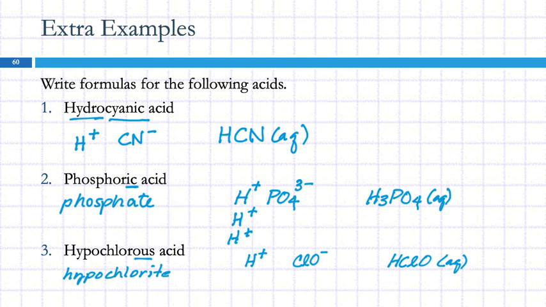Because isn't it complicated enough? If you start putting the charges in there, things get messy really fast, and it's not necessary. We're trying to convey a distinct meaning with as little writing as possible. Otherwise we could call this the acid that has 3 hydrogens, 1 phosphorus, and 4 oxygens in it. You don't want to write that out in a chemical equation. So this is just a concise way of doing it.